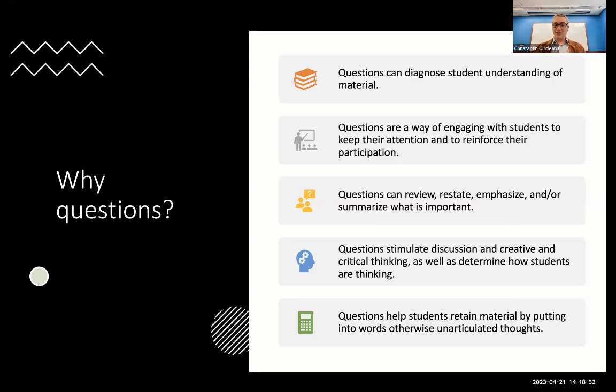And then lastly, questions help students retain material by putting into words otherwise unarticulated thoughts. There's a saying that the teacher learns more about the subject they're teaching than anybody else because they are involved with it. They're thinking about it. They're practicing it ahead of time. If we can get our students to participate in the creation of the curricula with questions, and we take seriously their questions, then they feel ownership and they will retain more and they'll participate more because they feel that they're co-creators with you in the course.